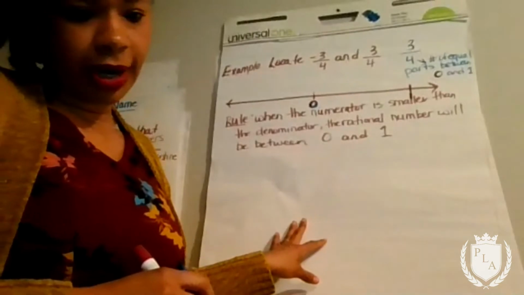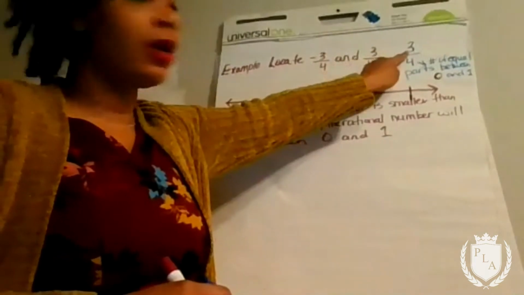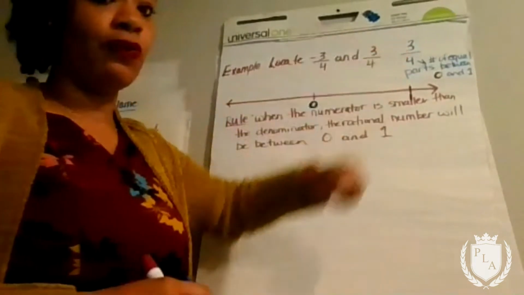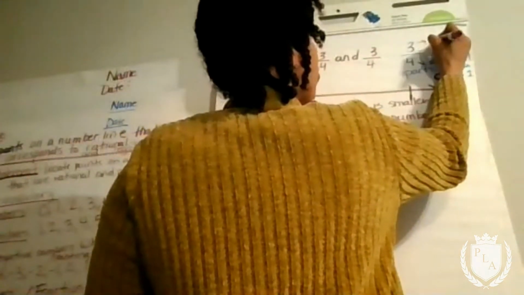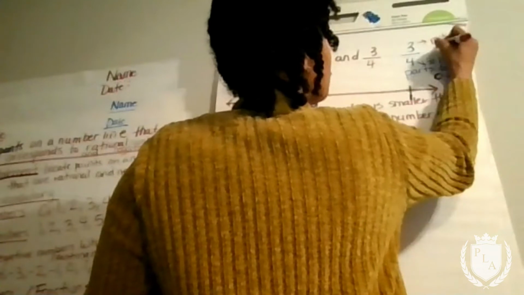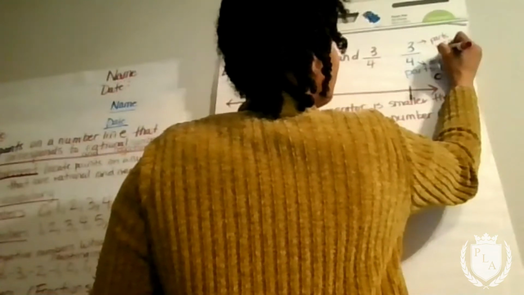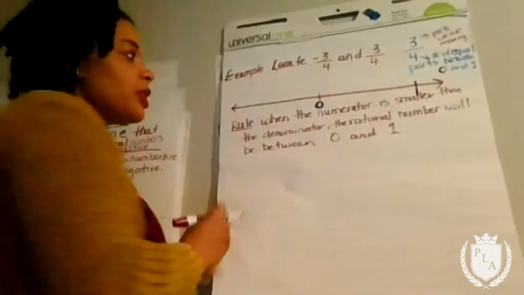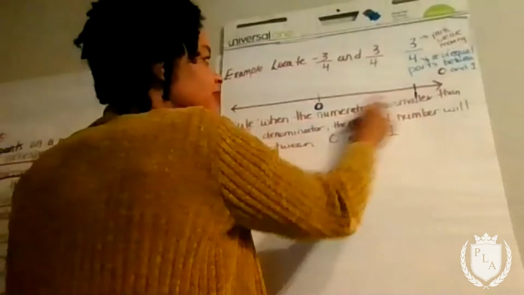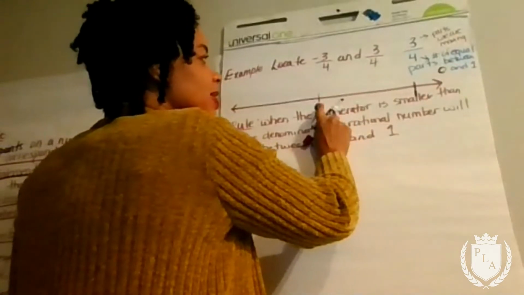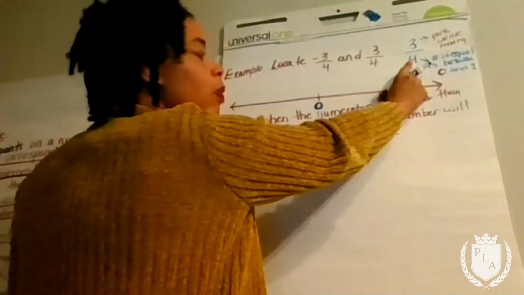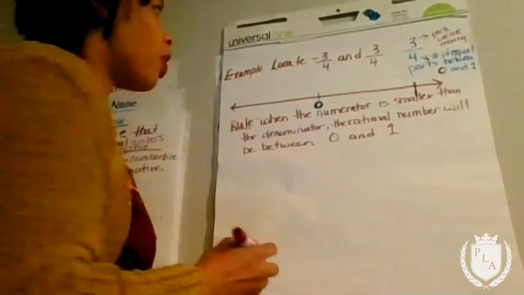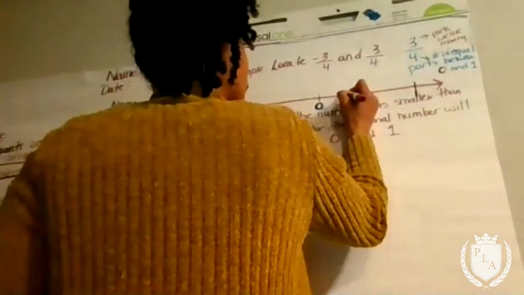And our numerator is just going to be the amount of places we're going to move from 0. So the parts we are moving, okay? Number of equal spaces goes first. So the first thing we're going to do is divide this space into 4 equal parts because our denominator is 4. So let's do that.